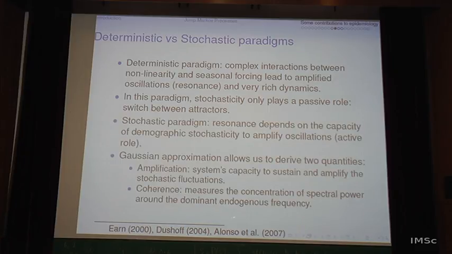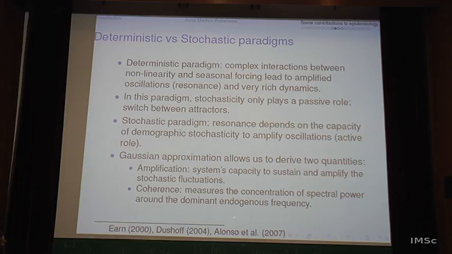The stochastic paradigm is a bit different. It says that resonance depends on the capacity of demographic stochasticity to amplify oscillations. It's a bit like on a bridge. When you walk on the bridge and you have some oscillations, they can be amplified depending on which frequency you walk on the bridge. And so this is an active role of stochasticity in this case.